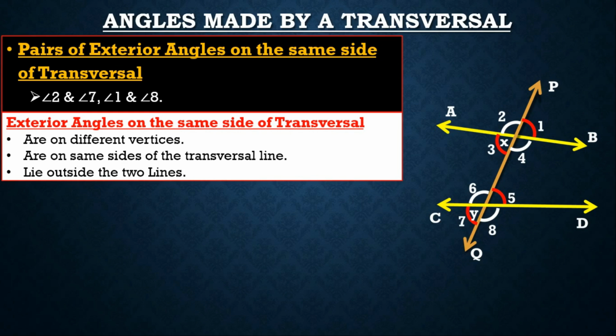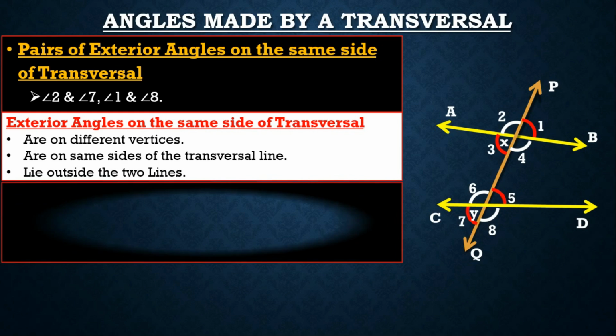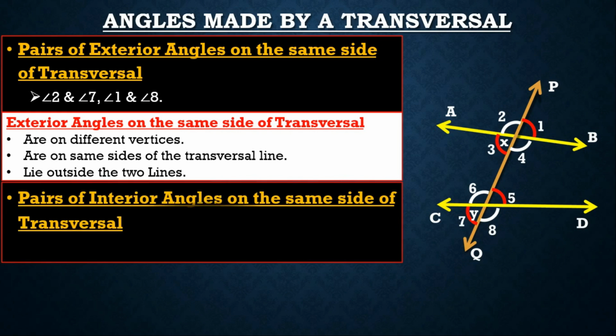Now let us see another angle which is made by a transversal, that is the pair of interior angles on the same side of the transversal. So what are interior angles? We have already seen that the angles whose one of the arms contains the segment of the transversal cut by the given lines are called interior angles. Also interior angles are present on the inner side of the two coplanar lines. This we have already seen.